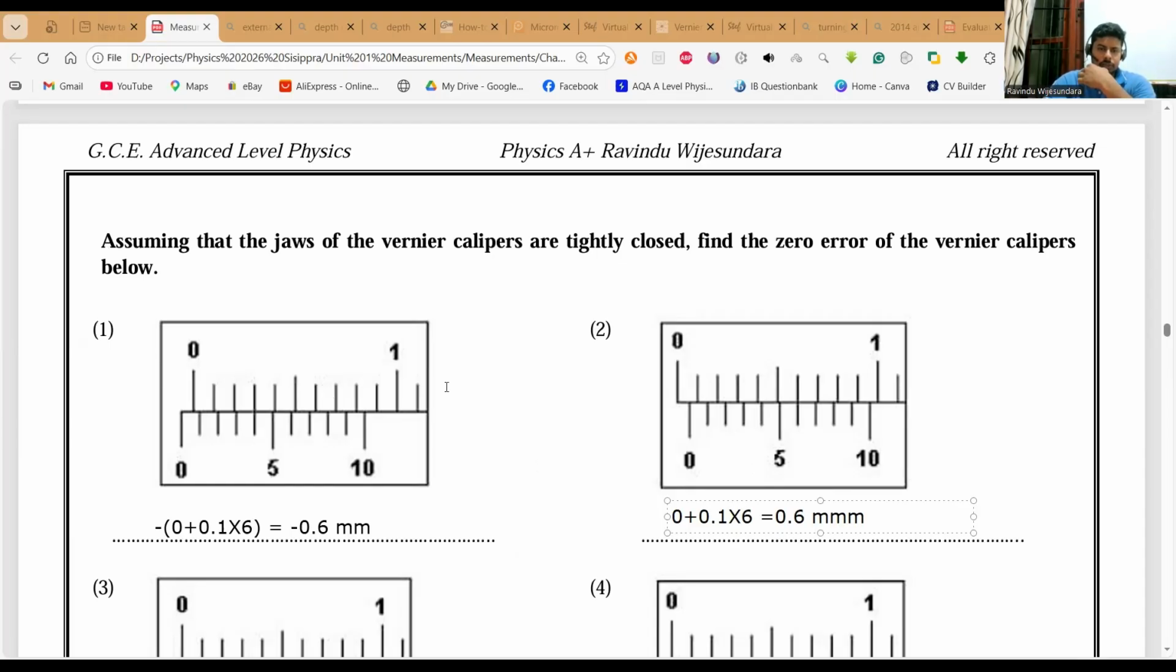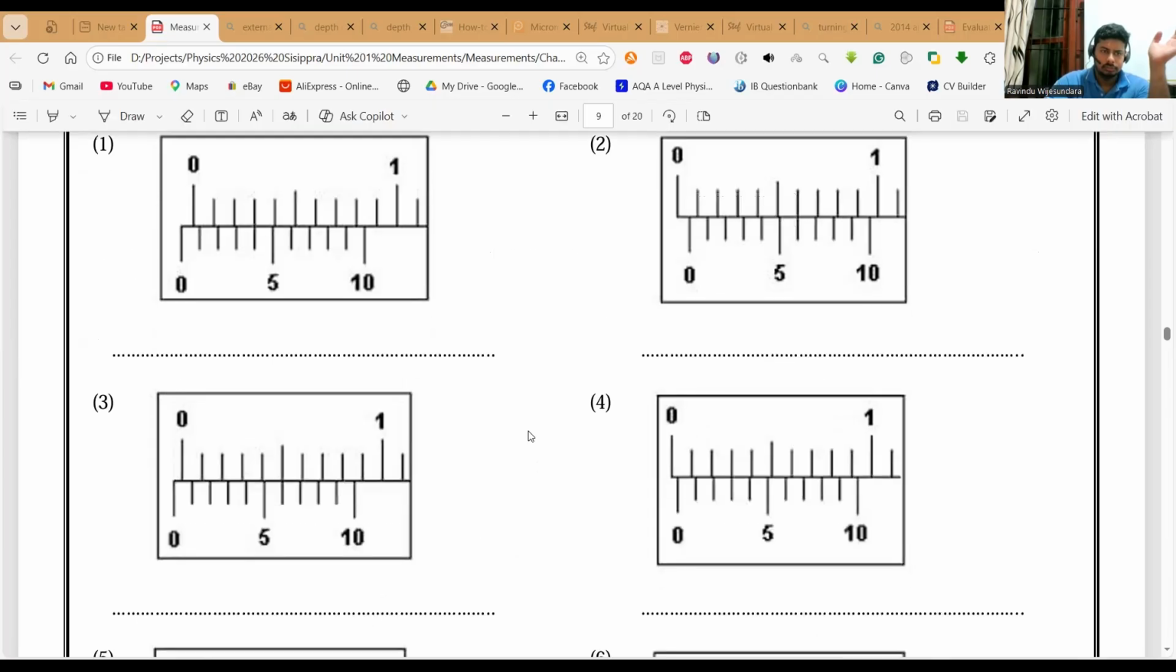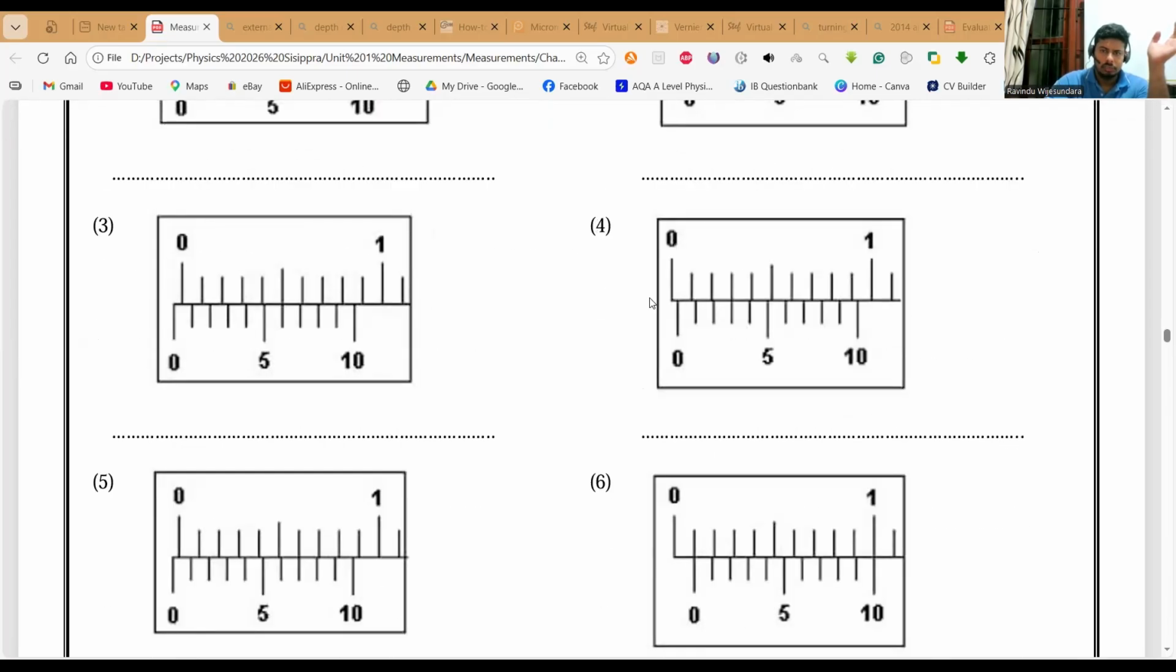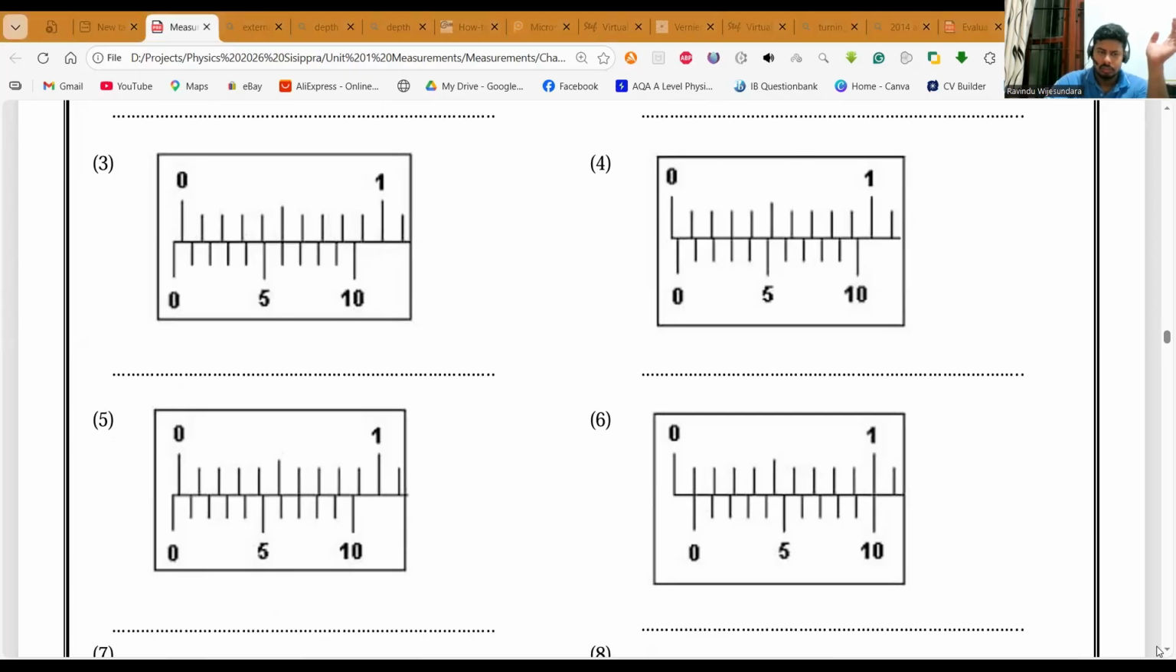Right. Now let's do the other two also. I did two for you as examples. Now try to do the others. So you have 3, 4, 5, and 6. Okay. Quickly do this one. Find the zero error values of each of them.